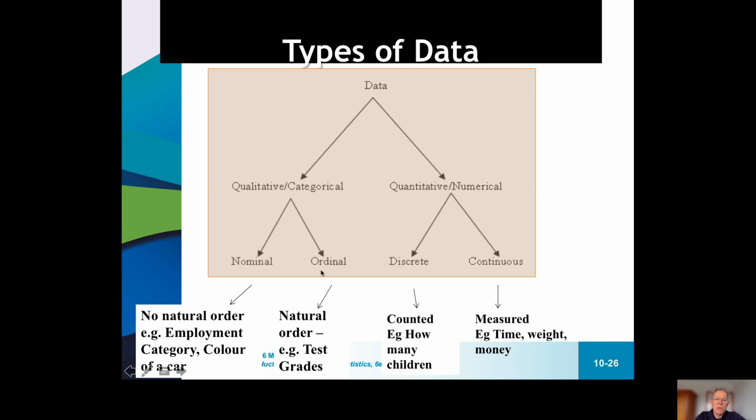Qualitative data could be nominal or ordinal. If it's nominal, like a category or the color of a car, we might give it a number, but the number means nothing. It's a category, it's a code. You can't add it up. I'll give you an example on the next slide. But if it's something like a test grade, it is qualitative. We're talking about the quality of the result, but you can rank test grades, so it does have an order to it.